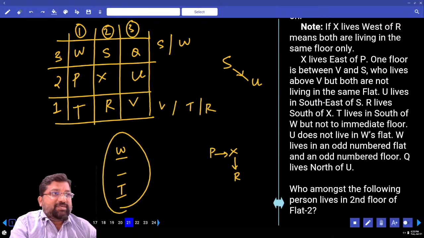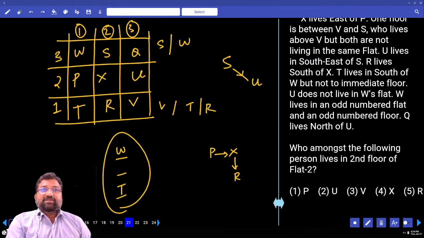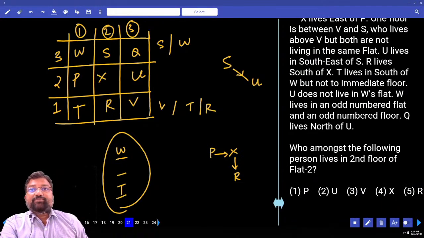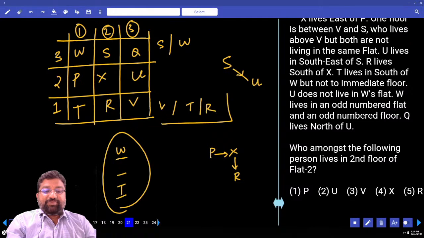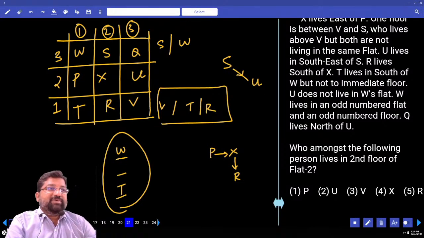Simple. It's all about understanding the clues. And if you don't understand, it becomes very, very difficult. That is why I tell you, practice is very, very important. This thought of bringing V and T on the first floor is not in your mind. Goal.